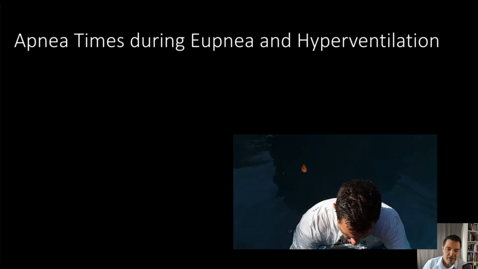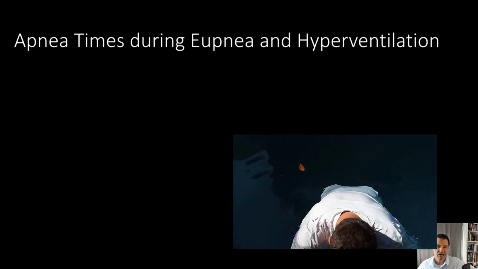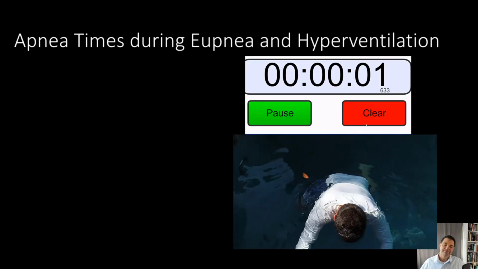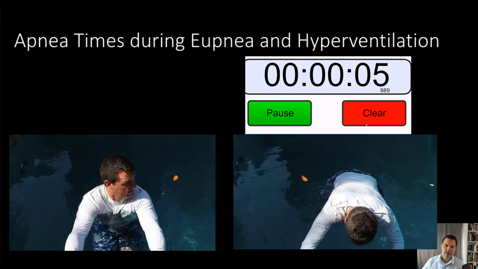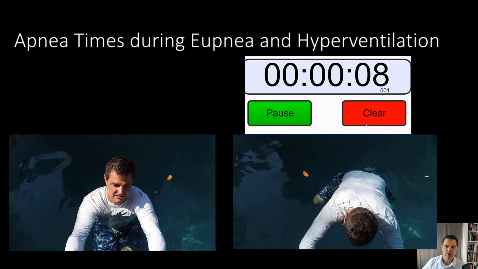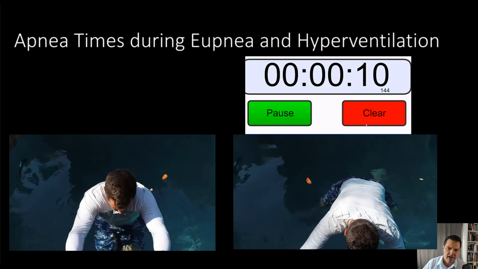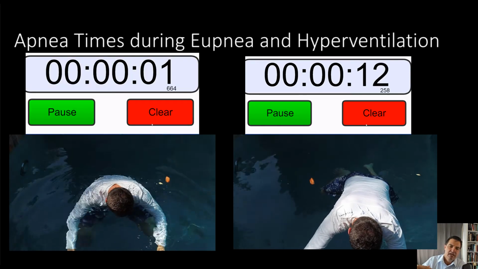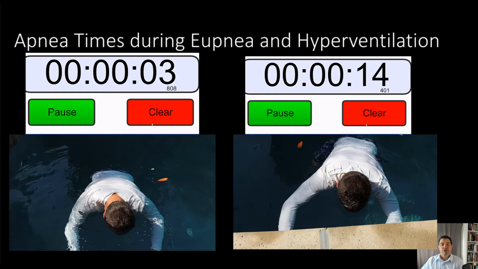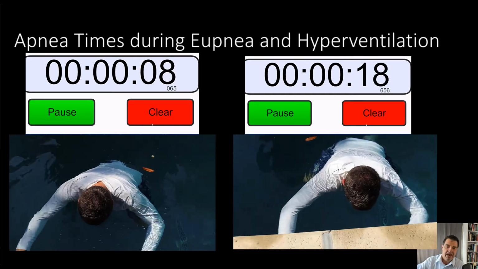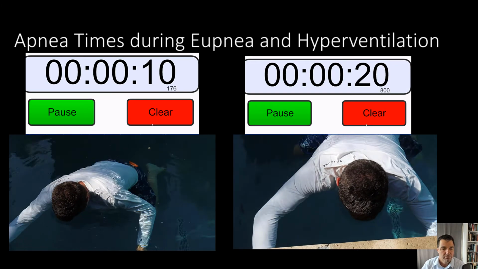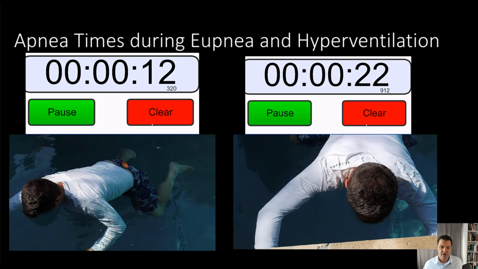Now, for this part of the experiment, I went over to my in-laws' house on Mother's Day, and I recorded myself holding my breath in the swimming pool. And in this first video, I'm holding my breath after a bout of eupnea. So my eupnea, again, is normal breathing. And then I measured how long I could hold my breath in that scenario.